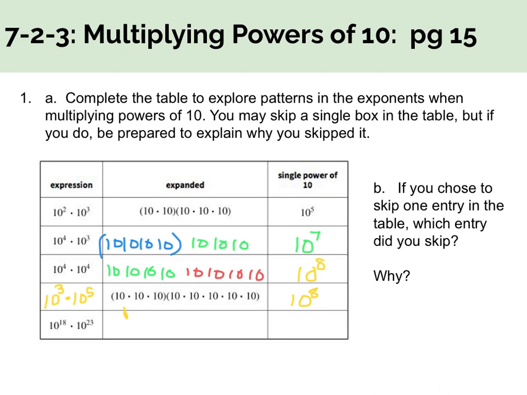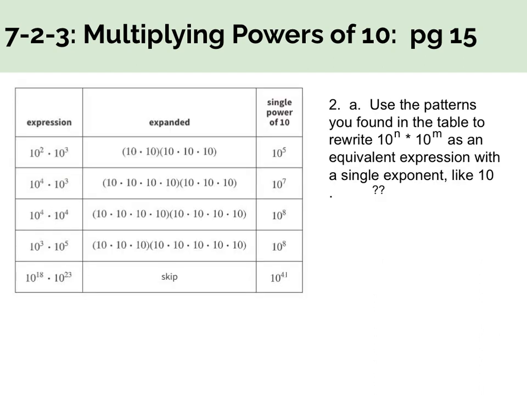I'm going to decide to go ahead and skip this box. I'm going to follow the same pattern as far as what's going on here. And I'm going to go ahead and say that this last box is going to be 10 to the 41st power. The reason for that is I have 18 in this first one, 23 in this second one. We were adding them all together so that it was 10 to the 41. All right, so let's go ahead and answer number 2.